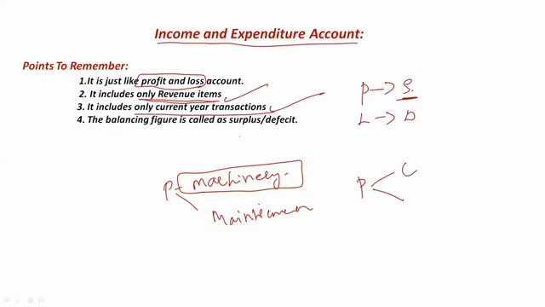Then the balancing figure is called surplus or deficit. As I already told you, we will never call it profit or loss in case of an NPO. We call it a surplus or deficit. And this surplus will never be distributed among its members, but has to be transferred to the capital fund account. So in case in future whenever we have a deficiency, we can use this surplus amount. Clear? This was the concept about it.